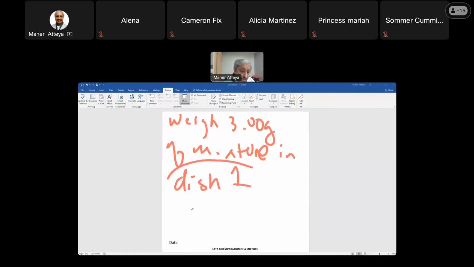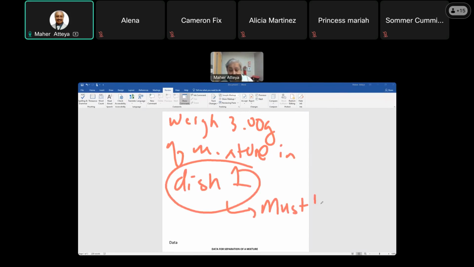Of course, you know what's the dish one. You have to weigh it first. This one must be weighed first. Okay? And then you get the combined weight of the dish one plus the 3.00 grams of your mixture. Okay, guys? When you are done with this, you go to your setup here.